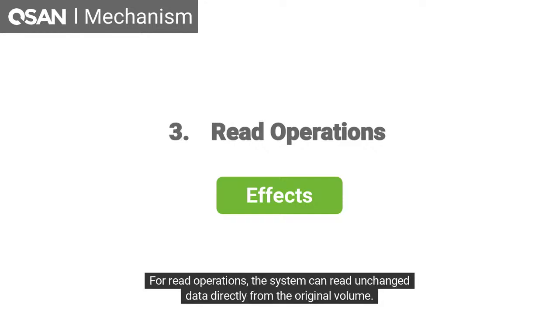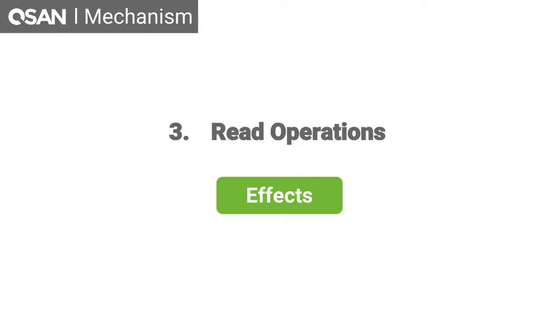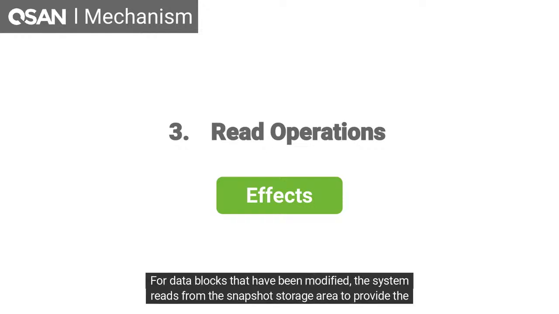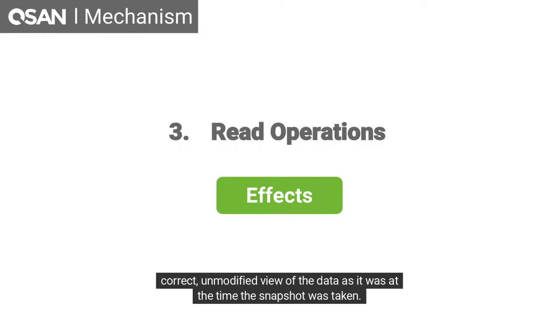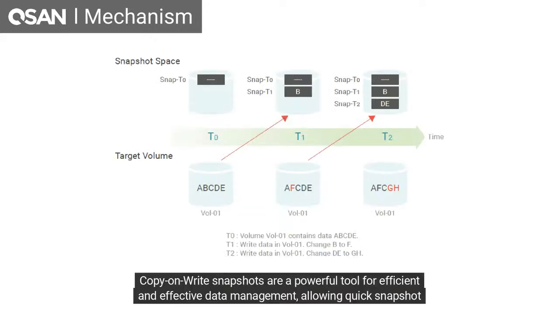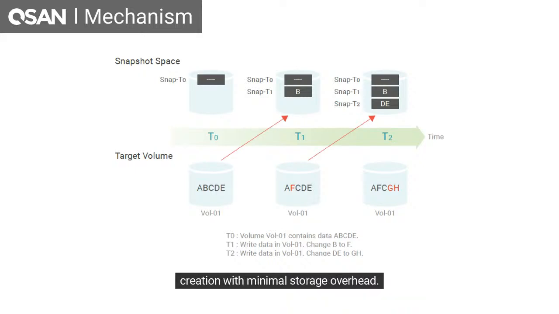For read operations, the system can read unchanged data directly from the original volume. For data blocks that have been modified, the system reads from the snapshot storage area to provide the correct, unmodified view of the data as it was at the time the snapshot was taken. Copy-on-write snapshots are a powerful tool for efficient and effective data management, allowing quick snapshot creation with minimal storage overhead.